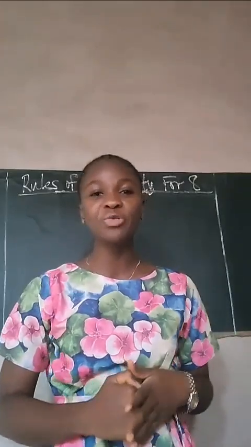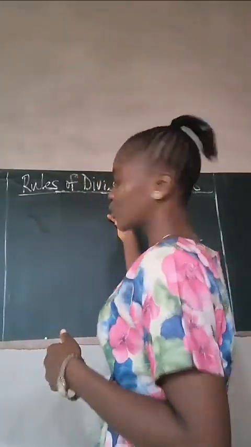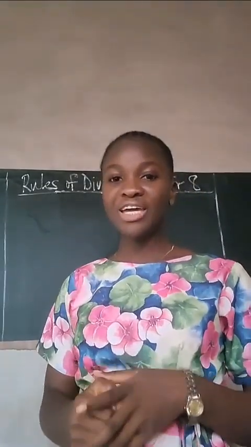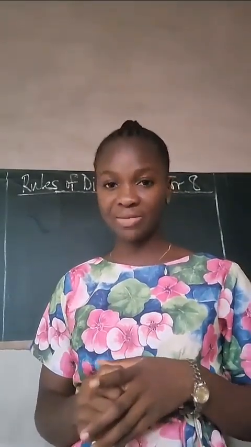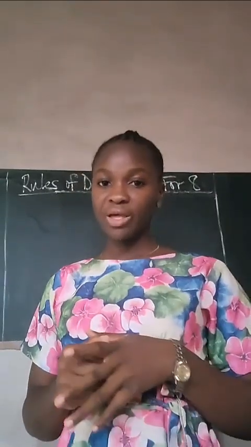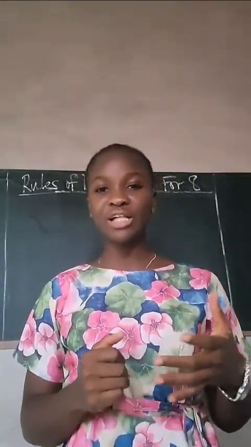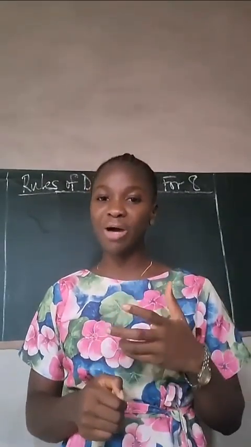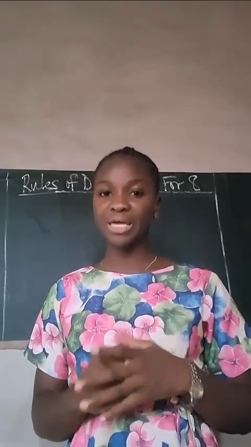Today we'll be talking about rules of divisibility for 8. If you are trying to divide any number by 8 and you want to see if that number will be divisible by 8, the first thing you have to check is the last 3 digits of that number. If the last 3 digits of that number are divisible by 8, such a number will be divisible by 8.